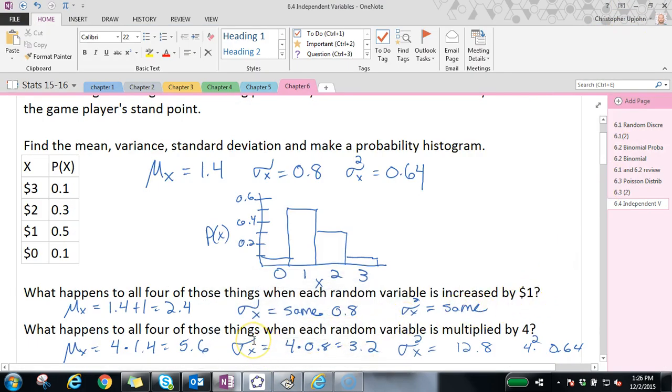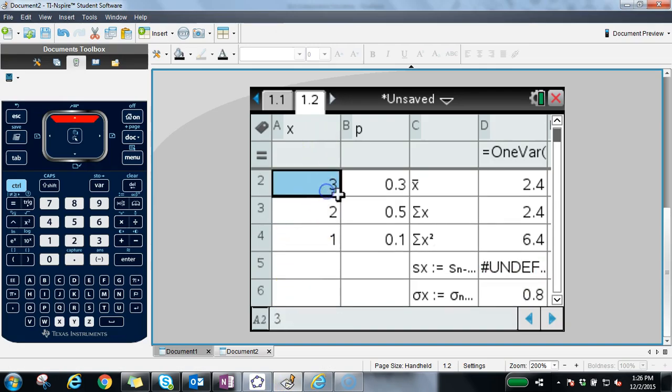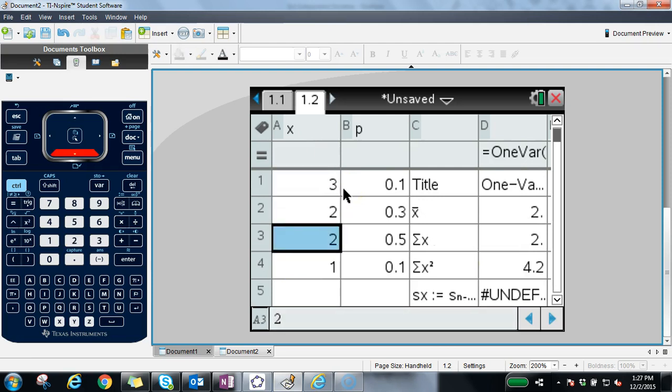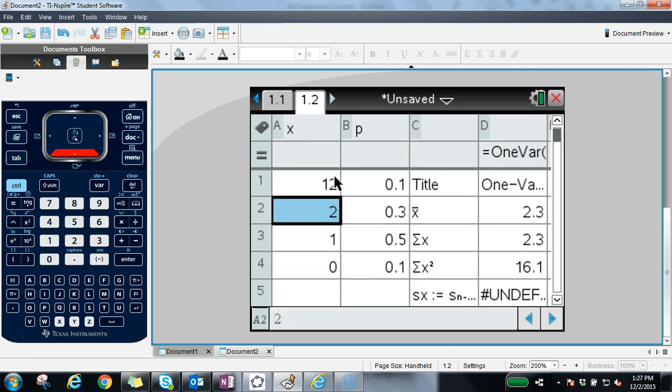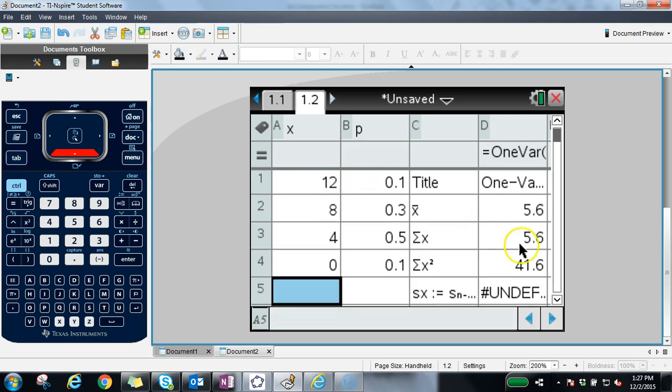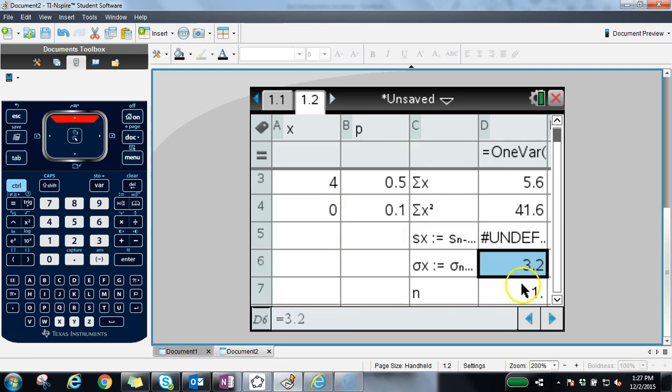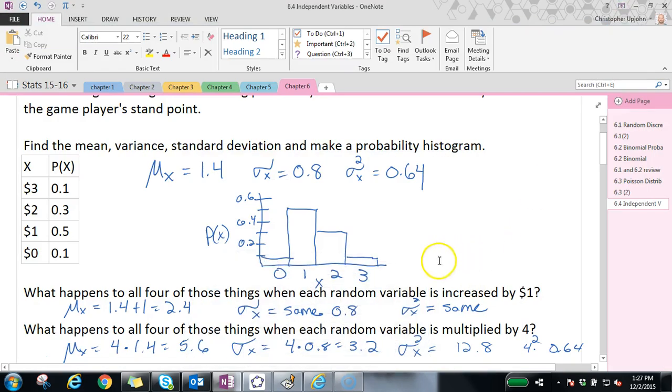What happens if we multiply all those things by 4? Well, that's different. So if we went back to our original one and then multiplied them all by 4, our mean is 5.6, which is our original mean times 4, and our standard deviation is 0.8 times 4. So when we multiply the things by 4, we multiply the standard deviation and our mean by 4.